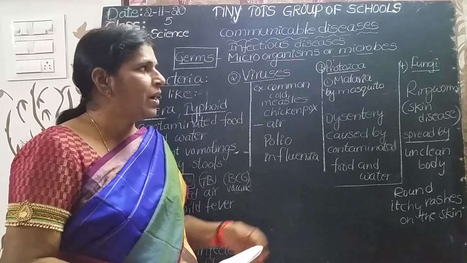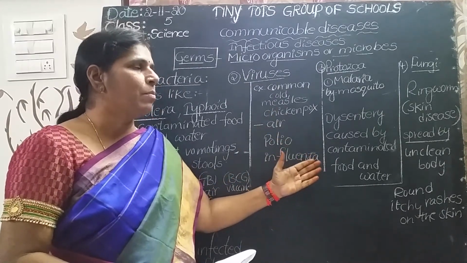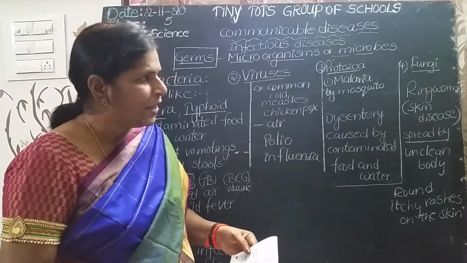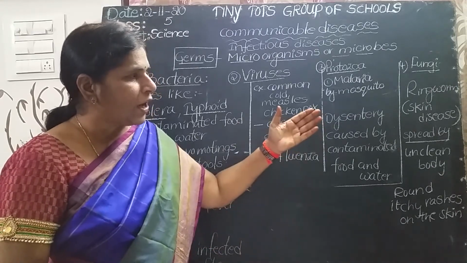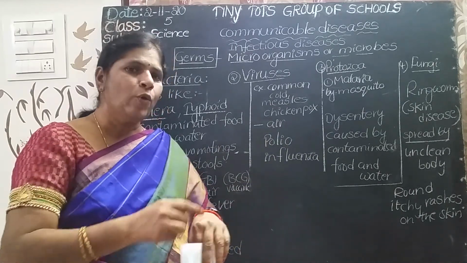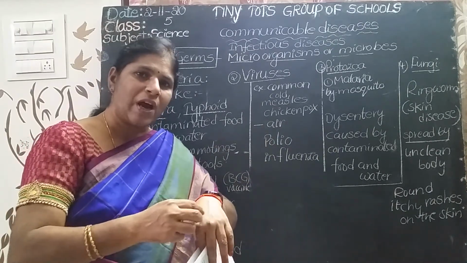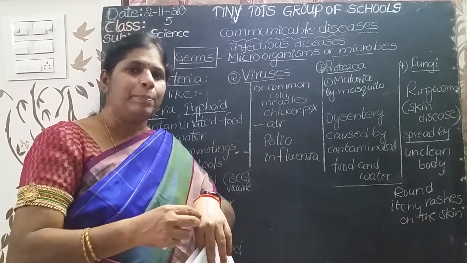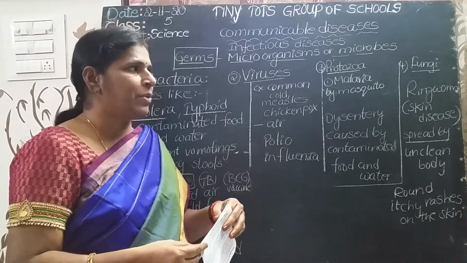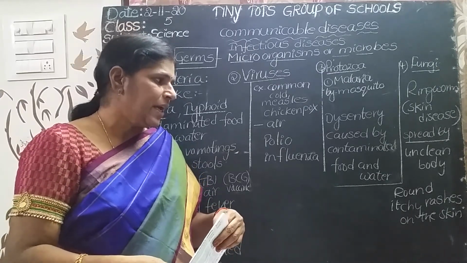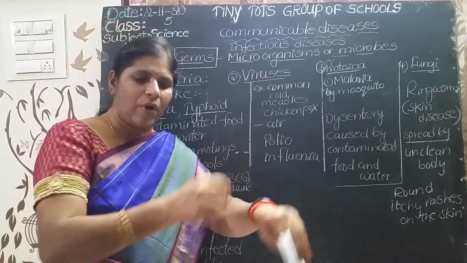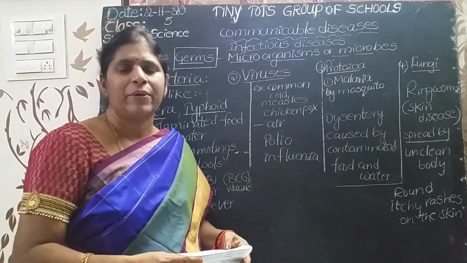Protozoa and fungi are all types of microorganisms. Ringworm is caused by fungi. Ringworm means a skin disease spread by an unclean body. Ringworm means ring-like patches are formed on our body. The person who suffers from ringworm gets round, itchy rashes on the skin, round-like structures formed on the body, caused by fungi.